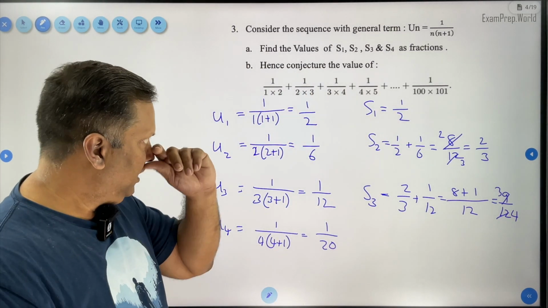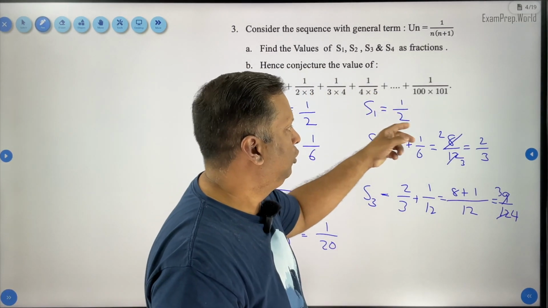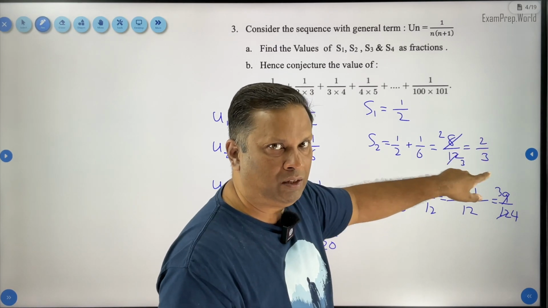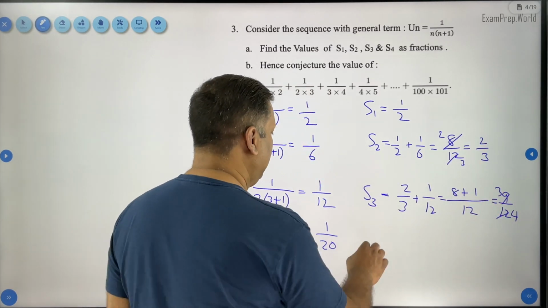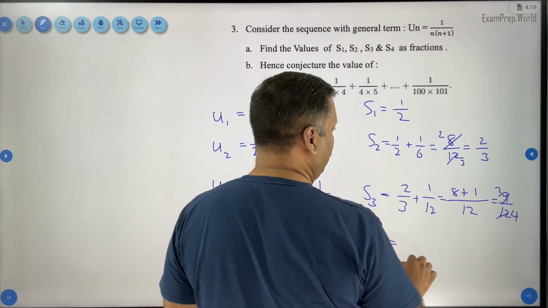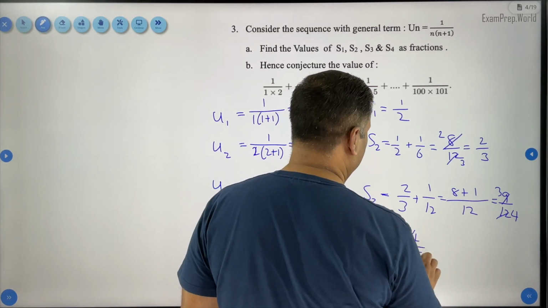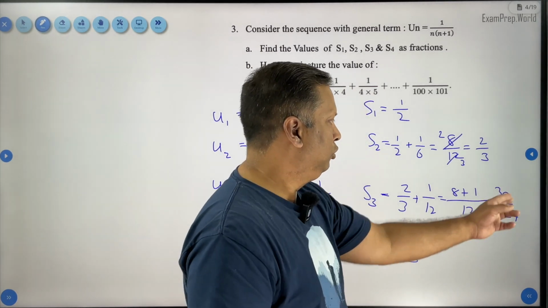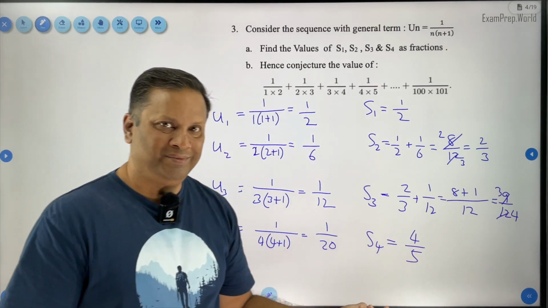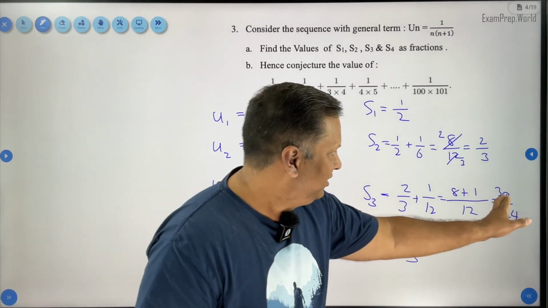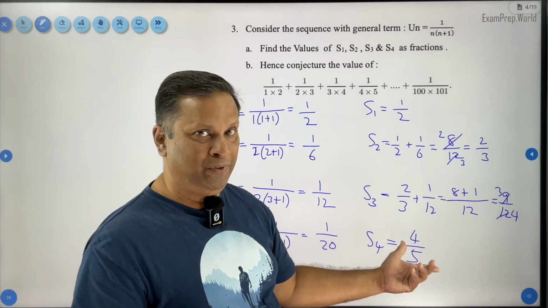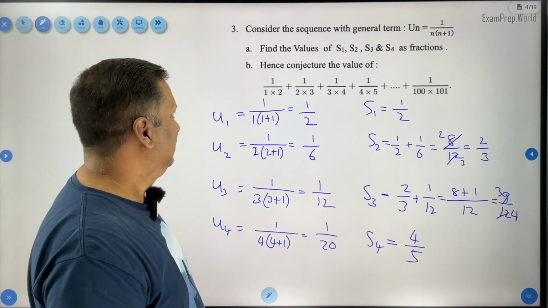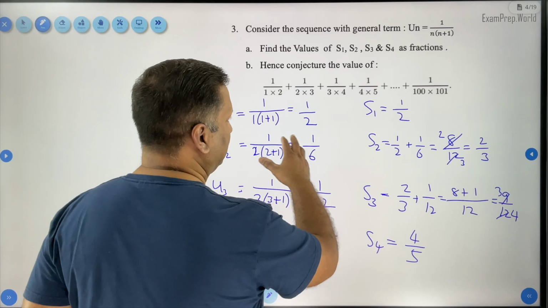You are seeing some trend here. It was 1 upon 2, then 2 went to the numerator, 3 came down, then 3 came to the numerator, 4 came down. So without even doing anything, I can straight away tell S4 will be 4 upon 5. This 4 goes to the numerator, the next number comes down. If you add 3 upon 4 with 1 by 20, you will obviously get 4 upon 5. Check for yourself.